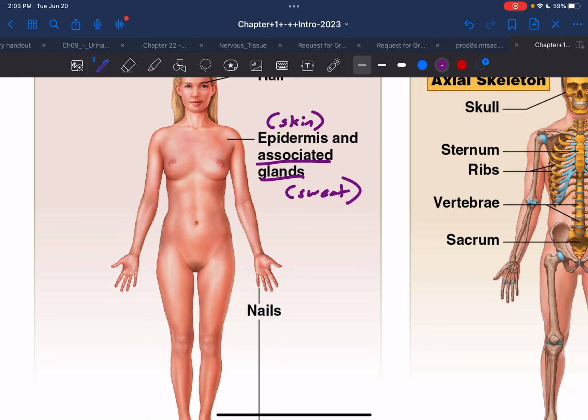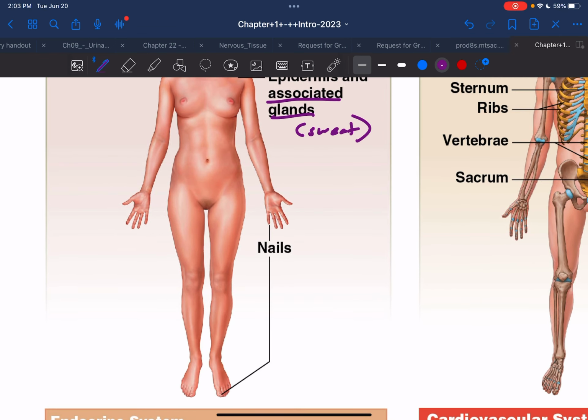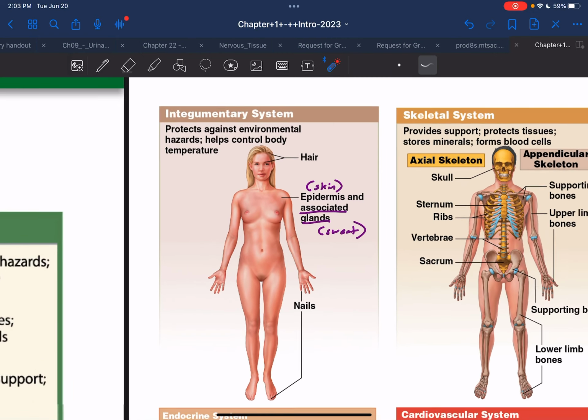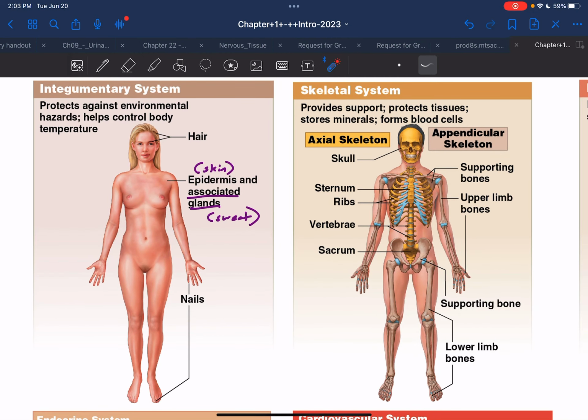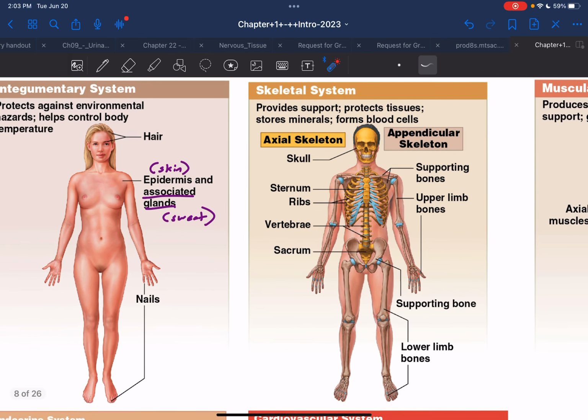Sweat glands. So it has glands associated with it. And even nails as well are a component of your integumentary system. So know components such as the epidermis, hair, and nails, and that they are part of the integumentary system.